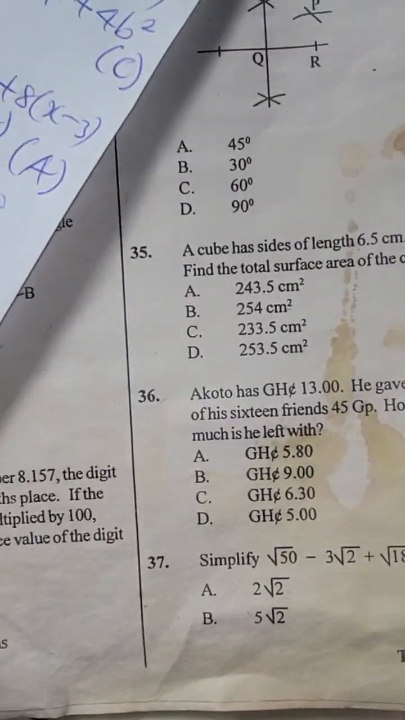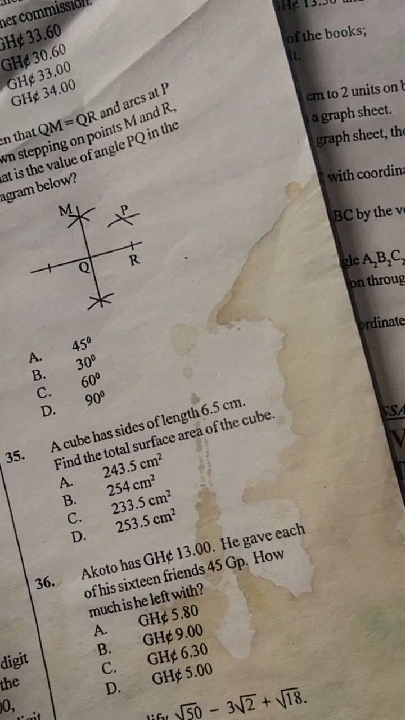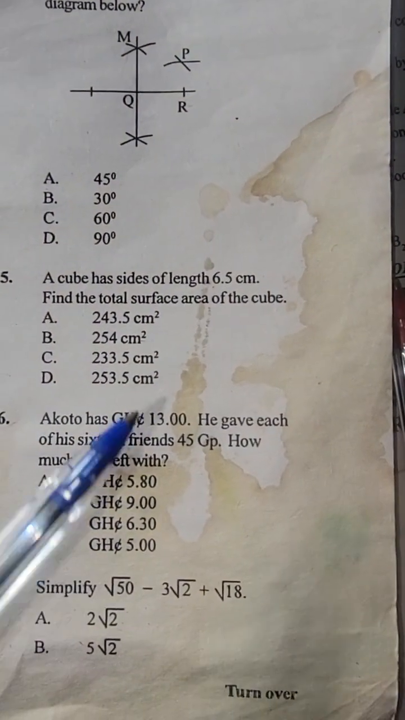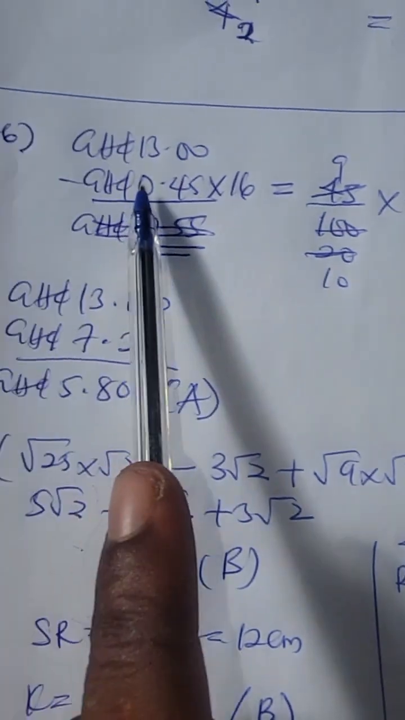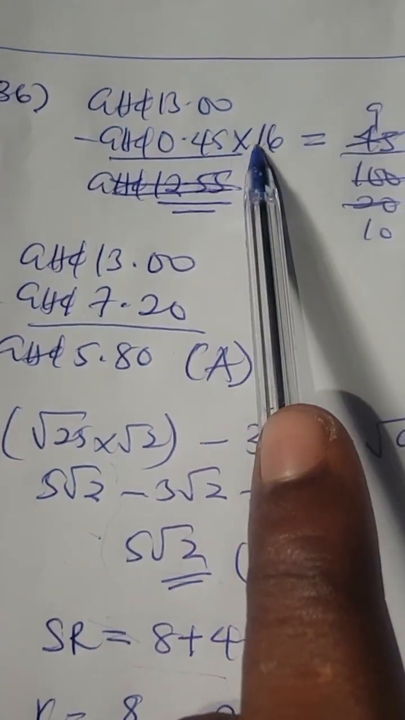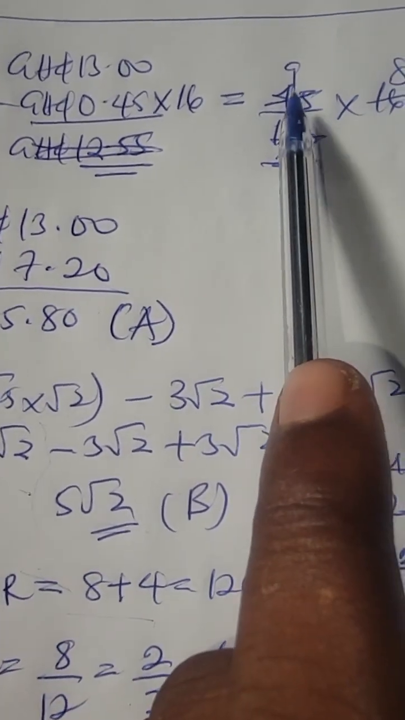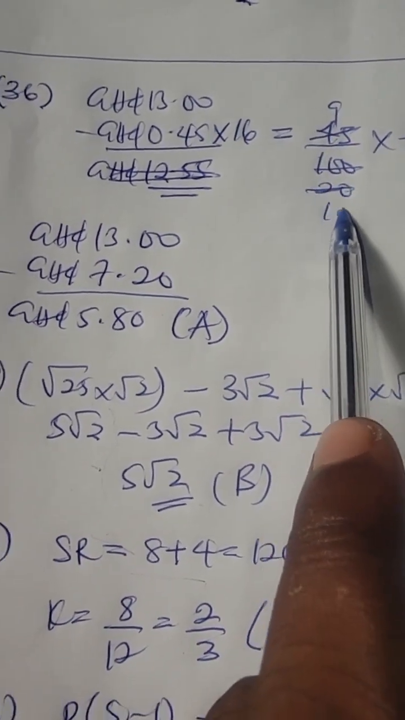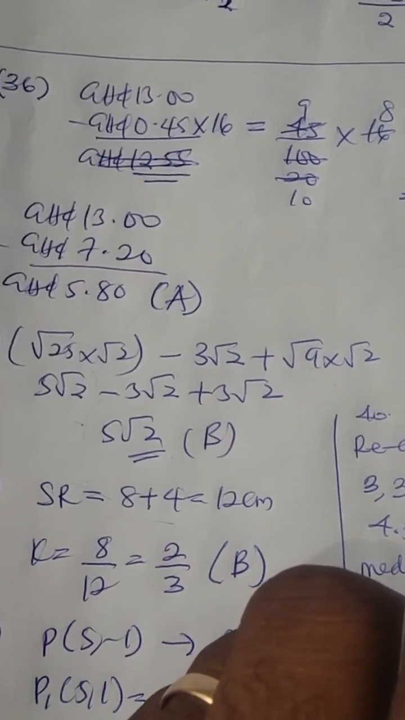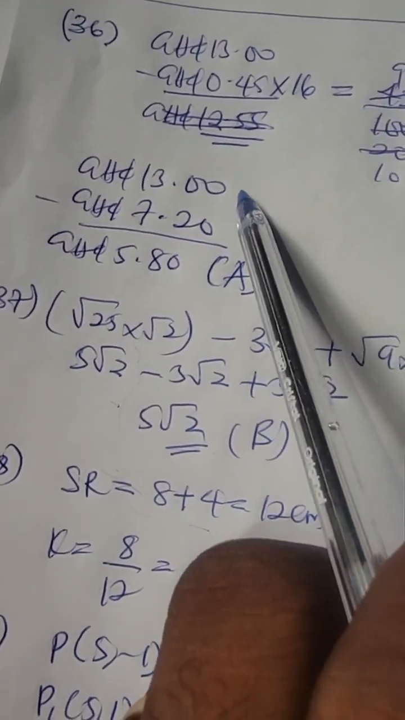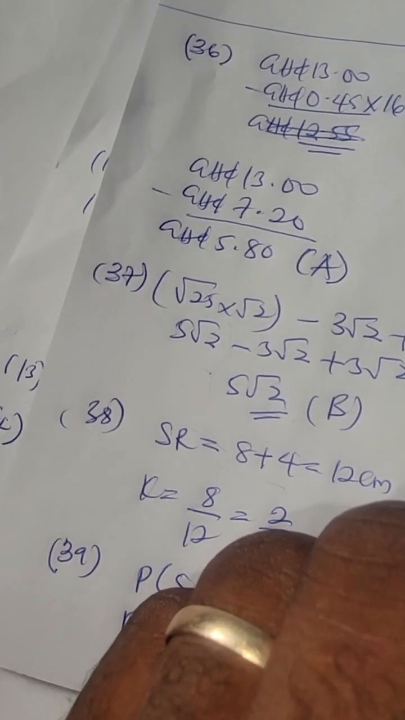Now 36. Akutu has 13 CDs. He gave each of his 16 friends 45 pesos. 45 pesos is 0.45 times 16. So 45 over 100 times 16. 5 here 9, 5 here 20, 2 here 10, 2 here 8, 72 out of 10, 7.2, which is 7 CDs, 20 pesos. Then that's from the 13 CDs. So 5 CDs, 80 pesos is the change.